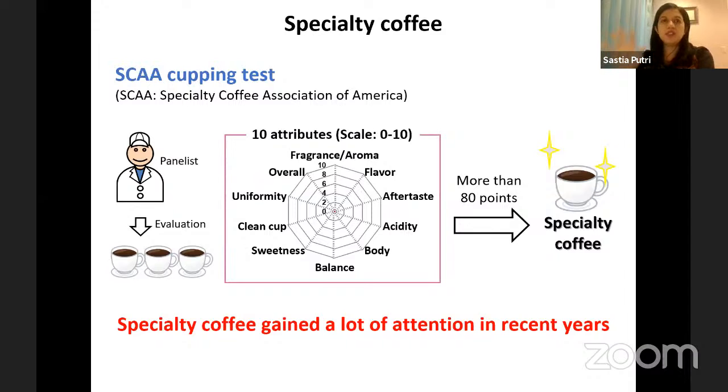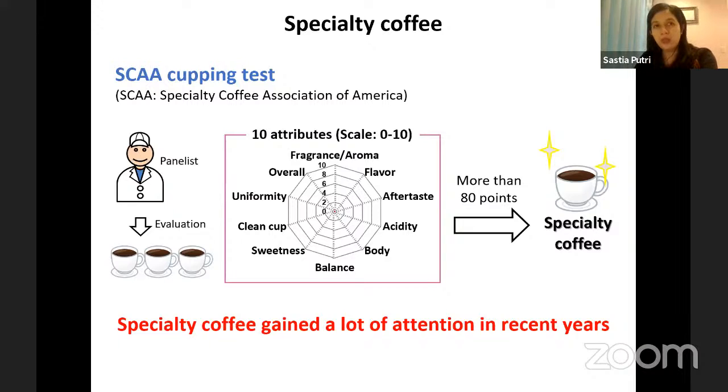I'm not sure if everyone here is familiar with specialty coffee, but it's not your ordinary coffee. It's a little bit expensive, and usually it comes from a single origin, and it's maintained really well. And usually we have very clear criteria for determining whether a coffee sample can be classified into specialty grade or just a normal coffee.